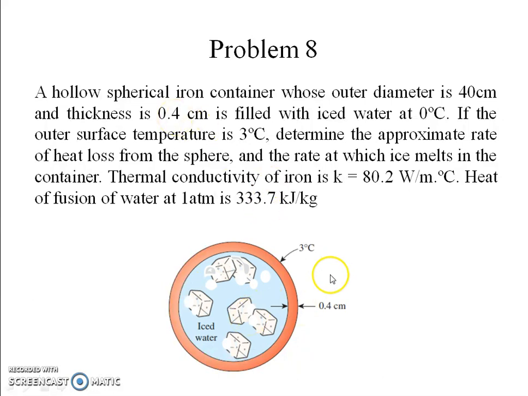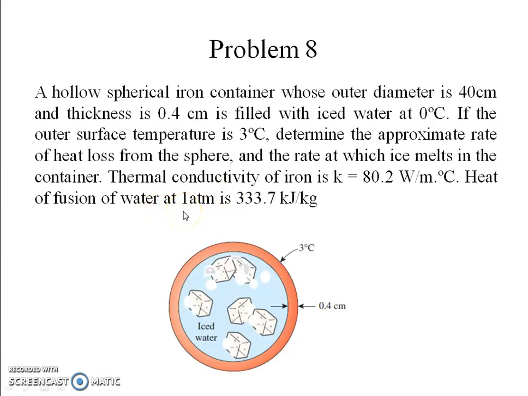If the outer surface is at a temperature of 3 degrees centigrade, then this question asks you to determine the approximate rate of heat loss from the sphere, or whatever the heat is coming inside the sphere, and the rate at which the ice is melting in the container. The given data is that the conductivity of iron is 80.2 watt per meter per degree centigrade, and the heat of fusion of water.